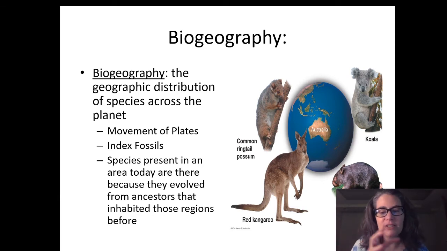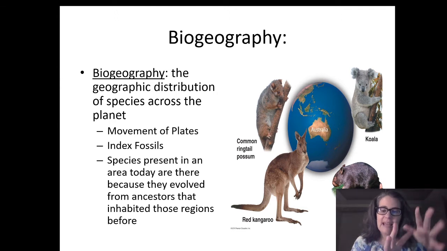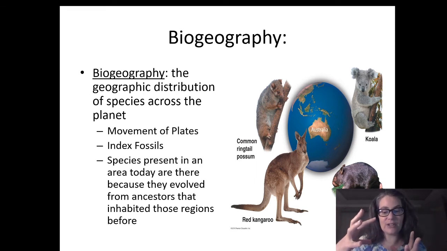At the heart of biogeography is this principle that species present in an area today are there because they evolved from ancestors that inhabited those regions before. This tells us, using plate tectonics, fossils, and this principle, why we have so many marsupials in Australia. This plate came away from another plate and isolated a marsupial ancestor that has then led into all of these different marsupial groups that we see in Australia that's a little bit different than what we see in other places like Africa and other places around the world.